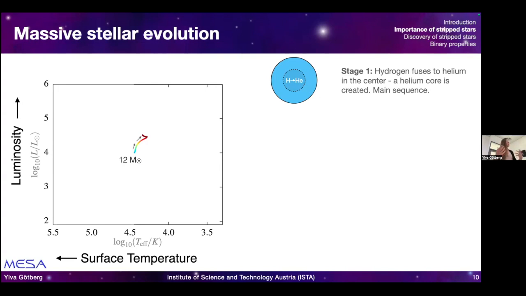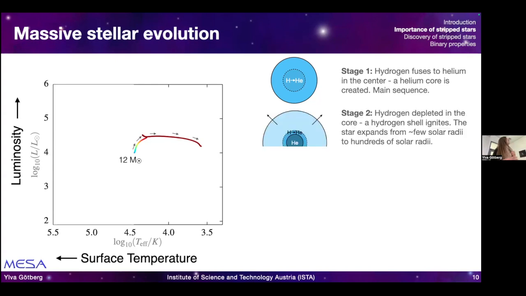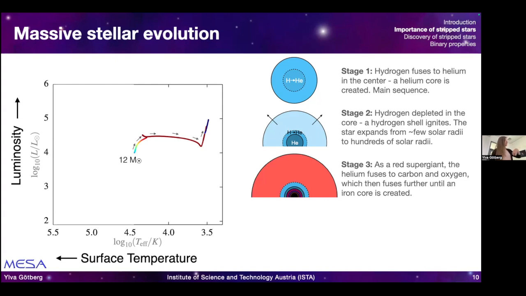Then it expands a little bit and heats up a little bit in the center. After the main sequence, the star expands substantially, reaching very cool temperatures. And this is when it has depleted hydrogen in the center. The helium core starts to contract, igniting the hydrogen shell just above the core that causes an expansion. This is called the Hertzsprung gap. When it reaches the Hayashi track here, it starts a convective envelope.